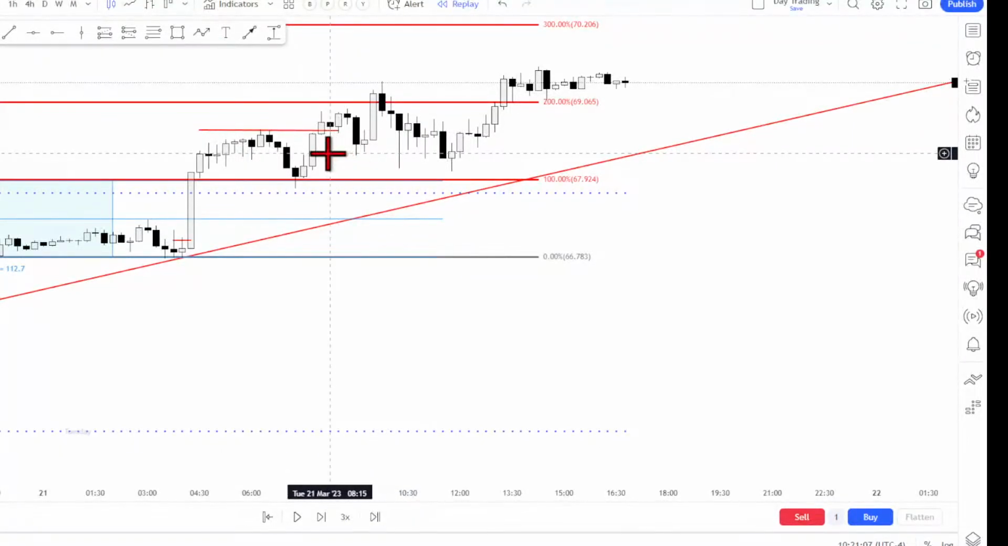Where's 8 o'clock at? All right, so this is what I'm getting at. I was just trying to locate the times of things, all right? We've had one push out of the range. When New York opens, we've now had our second push out of the range.